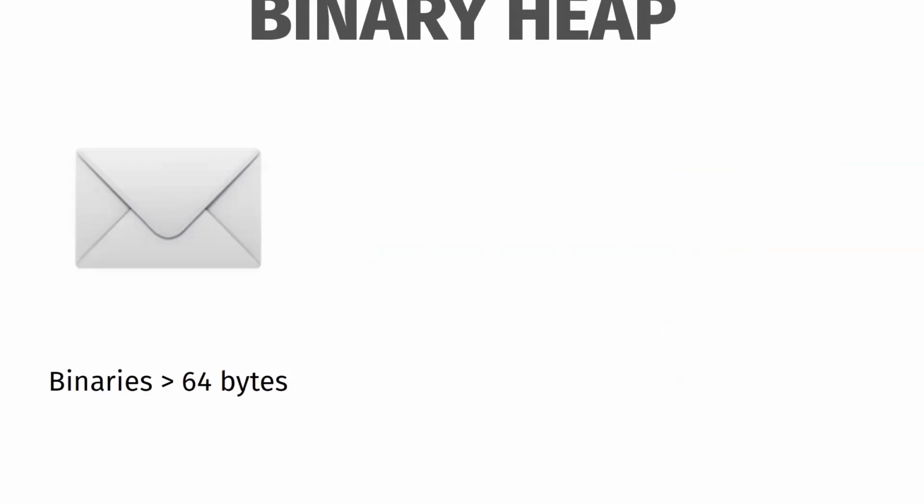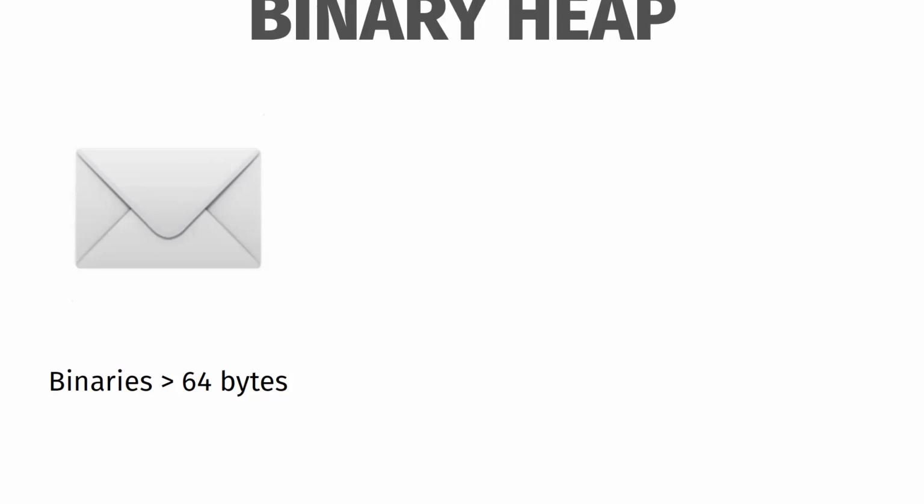So this is called the binary heap, which, as you may have guessed, is where binaries go, specifically large binaries of more than 64 bytes. This is to reduce the overhead of passing these back and forth through processes. So the binary itself gets stored on the binary heap, and the processes store a pointer or a reference to where this binary lives on this shared heap.